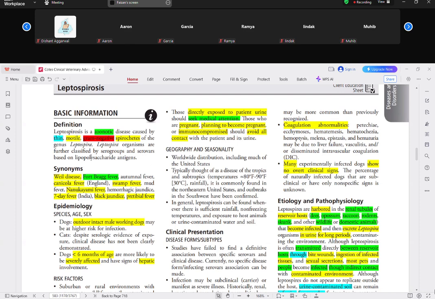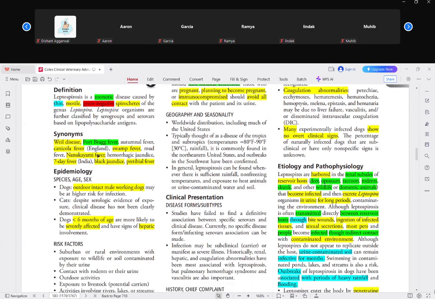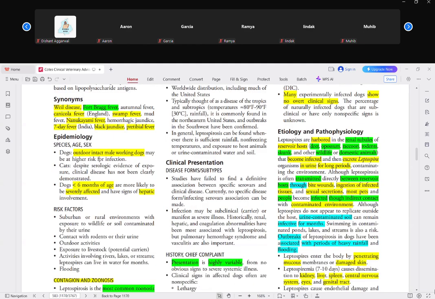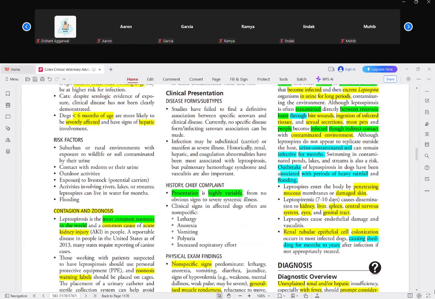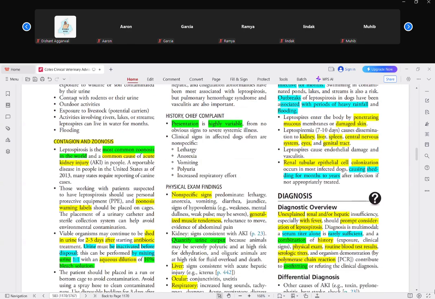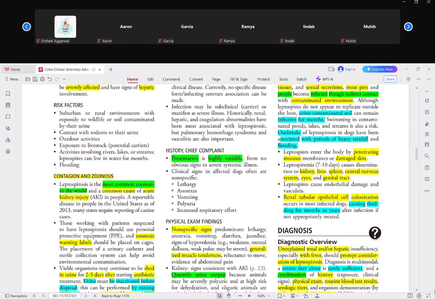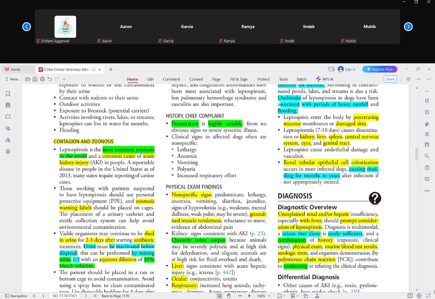So coming toward leptospirosis, it's zoonotic, gram-negative, and contagious by the urine. Outdoor dogs are going to get it more. Just remember the reservoirs are actually the rodents. The suburban and rural environments are more exposed to this. It's very much contagious in the world. It actually causes AKI in people too. So just remember you have to wear personal protective equipment.